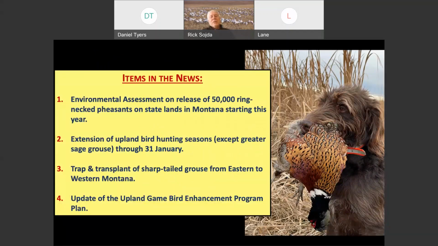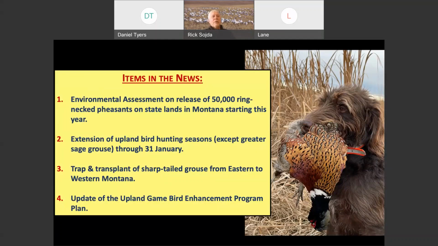I will mention now, I have an article that I've written for Pheasants Forever magazine that's supposed to be coming out here in the next week or two. If that comes out and I can get a PDF copy of that, I'll get that to Dan, and he can share that with you so that you can read a little bit more about what's going on in Montana here.